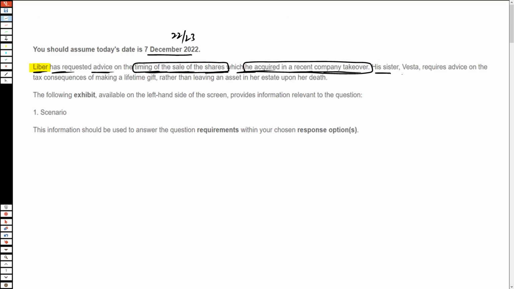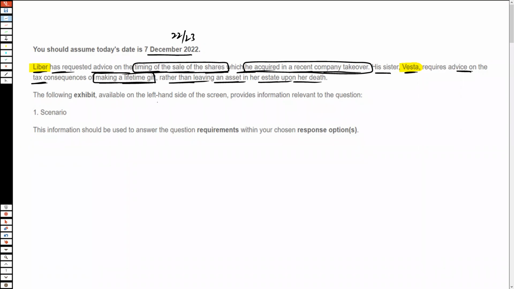Now let's talk about the second one. His sister, the second person, named Vesta, requires advice on the tax consequences of making a lifetime gift rather than leaving the asset in her estate upon her death. So it means the person is willing to know about the lifetime gift, and as I told you, it's basically asked in requirement 3, which we have not yet discussed. I would be discussing that as well, don't worry.